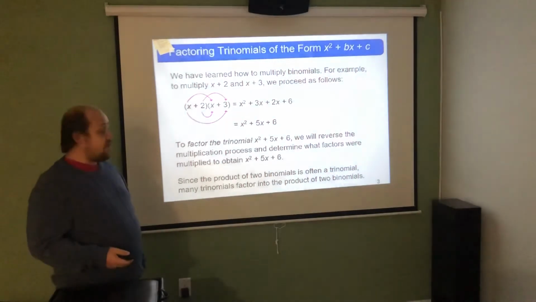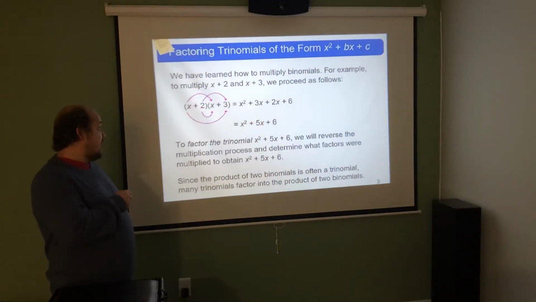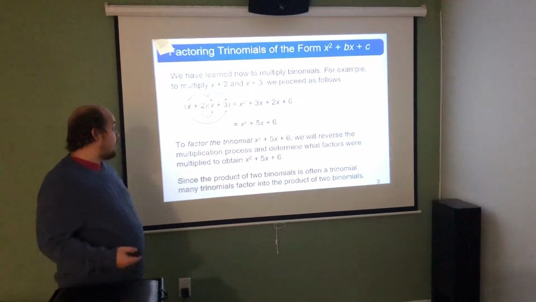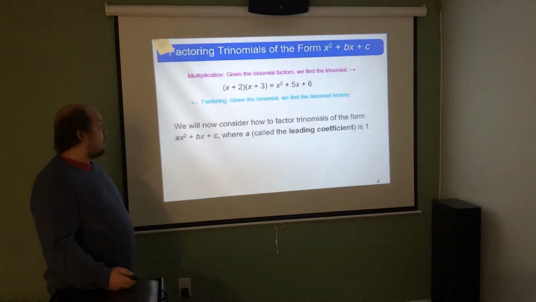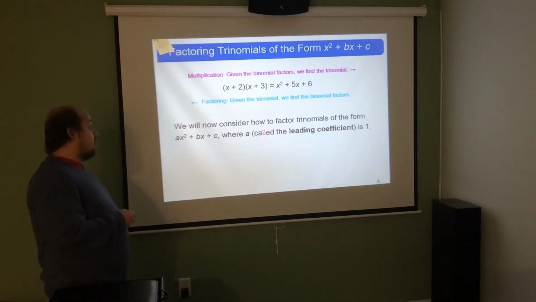To factor the trinomial x squared plus 5x plus 6, we're going to reverse multiplication and try to get back to this factored form. So it would be the product of two binomials in the end that we're really looking for. So multiplication goes in this direction, factoring goes in this direction. We're considering for section 6.2 when the leading coefficient is 1, so in other words when this a isn't really there because it's an understood 1, like it is here.